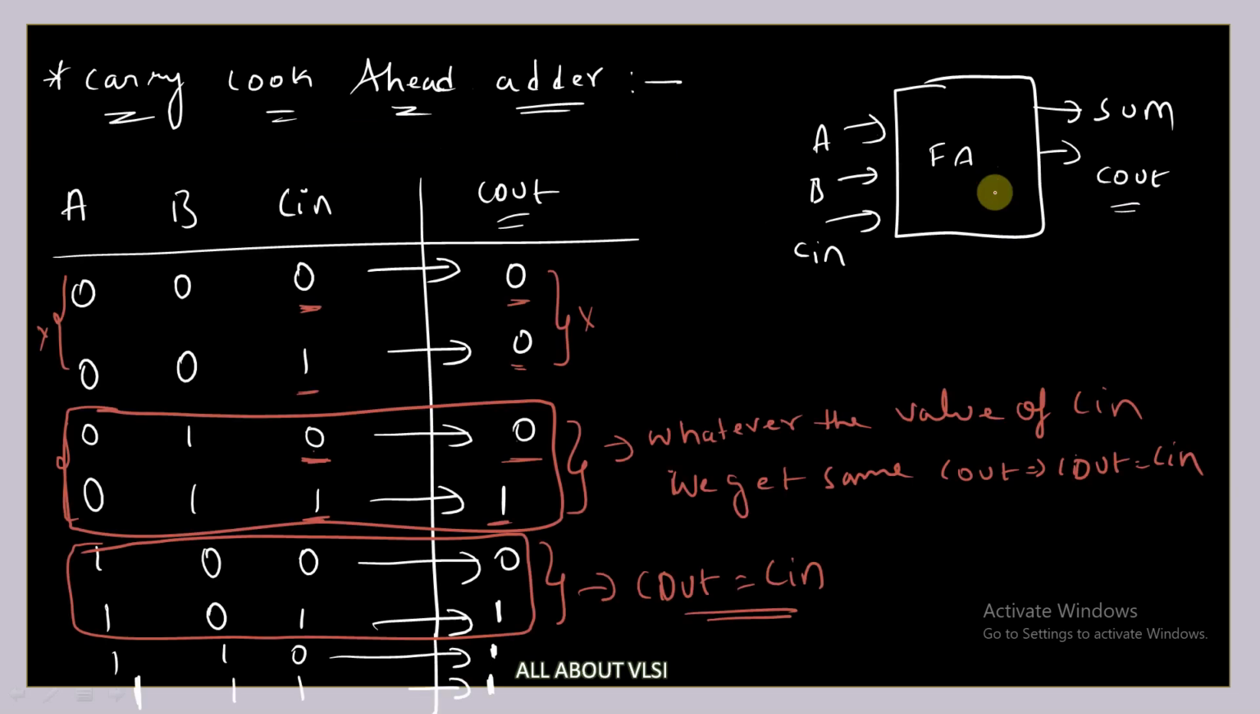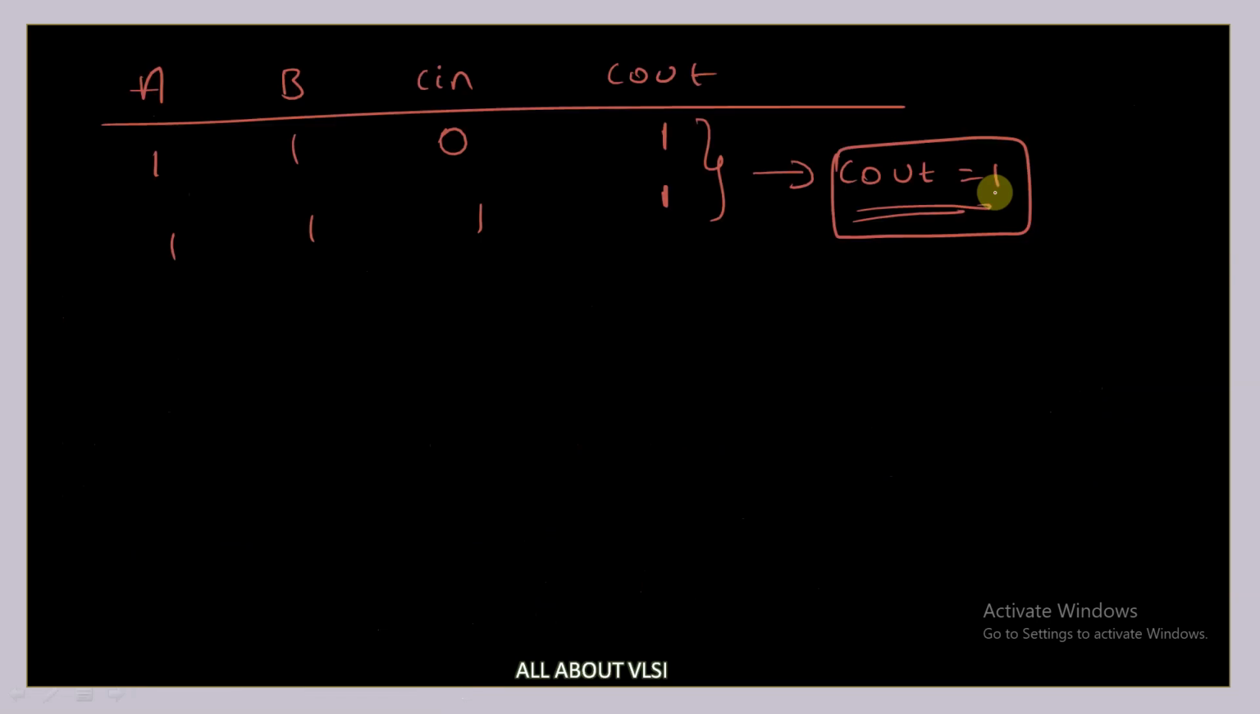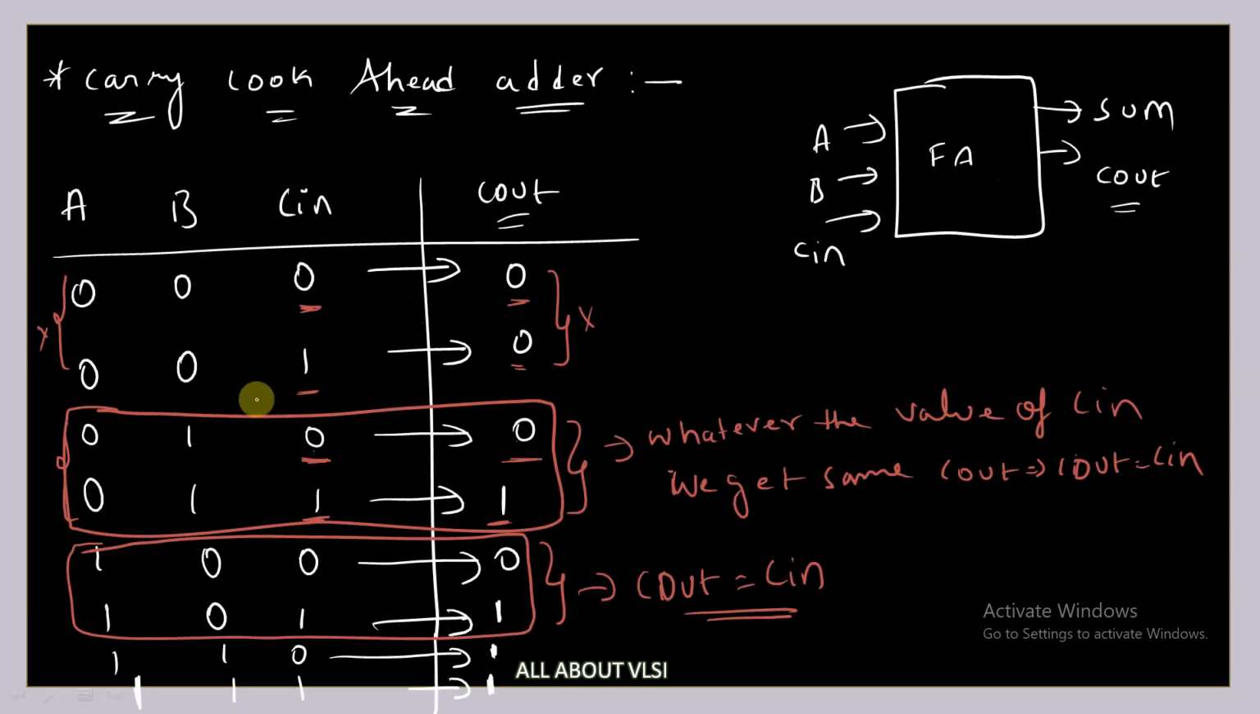Okay, so these are the cases which we can see from this table. In the first case we are not at all getting the carry, so we are not at all considering that case. Okay, in the second and third cases, we can see that C out is equal to C in. And in the fourth case we have C out is equal to 1. So whatever may be the value of C in, your C out is equal to 1. Okay, so this is case 1, case 2, case 3 and case 4.